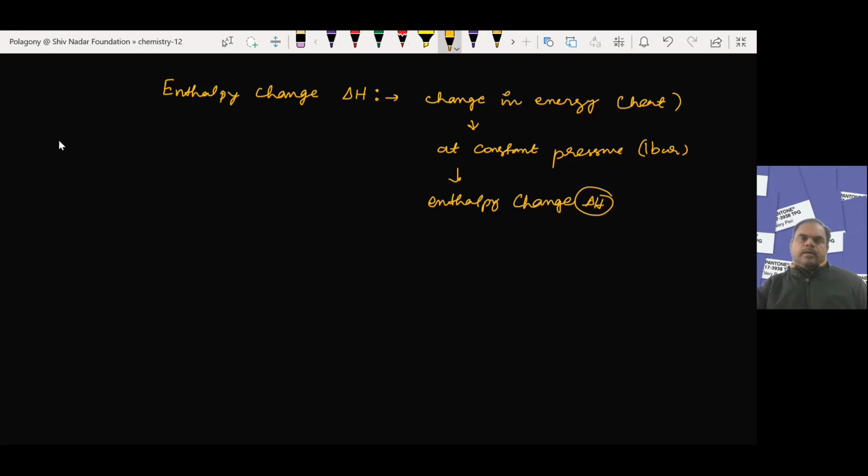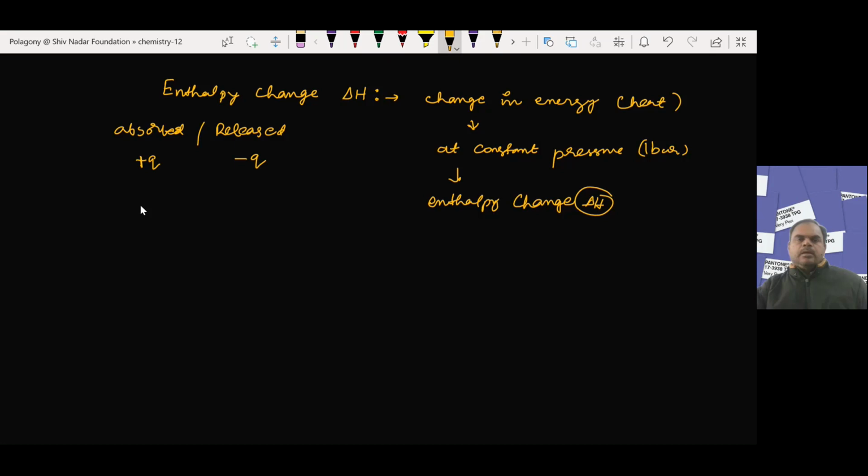Now, this energy change may be absorbed or released. If the energy change is absorbed for conversion of reactants into the products, then it is said to be plus Q. If the energy is released, the system has lost energy, and we indicate minus Q.